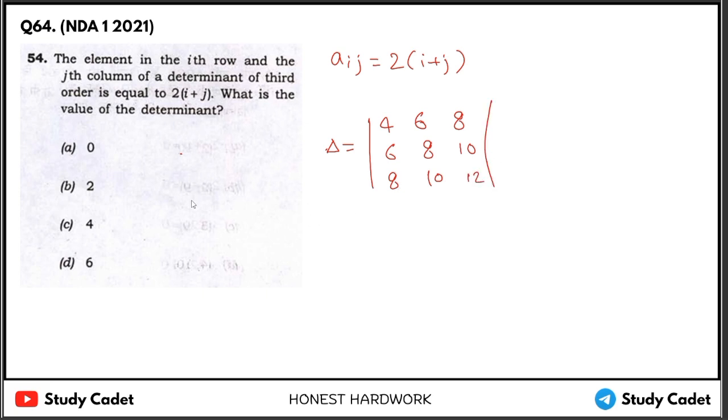So what is the value of the determinant? 4 6 8, 6 8 10, 8 10 12. This should be 0, because the difference is the same: 8 minus 6 is 2, 6 minus 4 is 2, 8 minus 6 is 2, 10 minus 8 is 2.